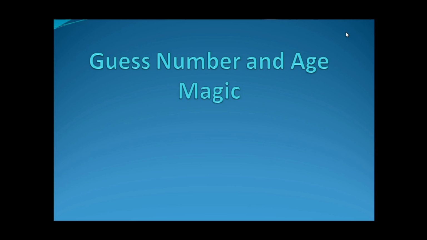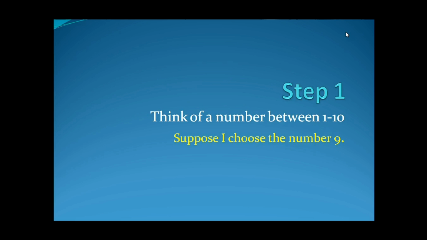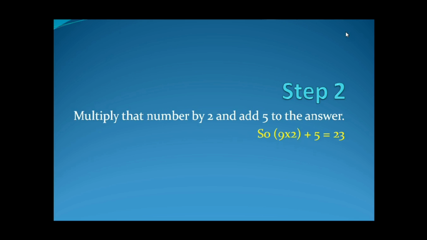So let's go to step 1. Well, step 1 is that the observer has to think of a number between 1 to 10. For the purpose of illustration, suppose I choose the number 9. Then in step 2, the number has to be multiplied by 2 and 5 should be added to the answer. So 9 into 2 is 18 and 18 plus 5 is 23. I urge you all to simultaneously think of a number and keep going as we follow with the steps.